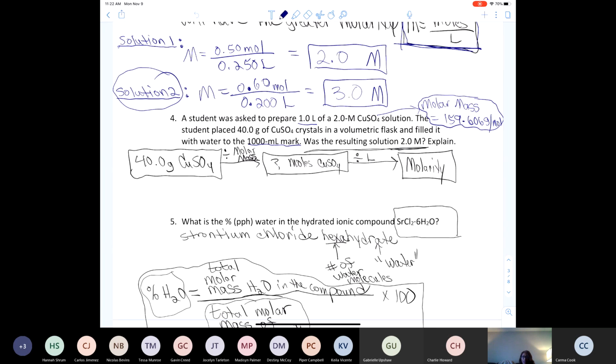So does anyone have an answer to that question? Is the solution that the student made 2.0 molarity? So Ewan says no. What was the concentration that the student made? Ewan said it was 0.251 molarity. Does everyone agree? Ewan, you tell me whether you set it up the same way I'm setting up this problem. Was your molar mass of copper sulfate 159.6?